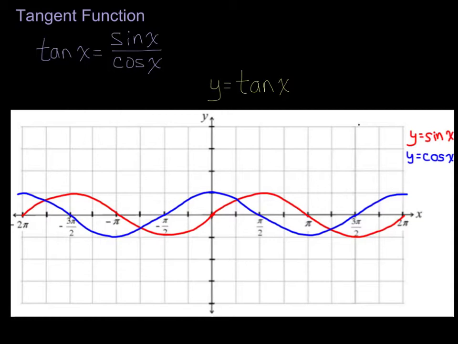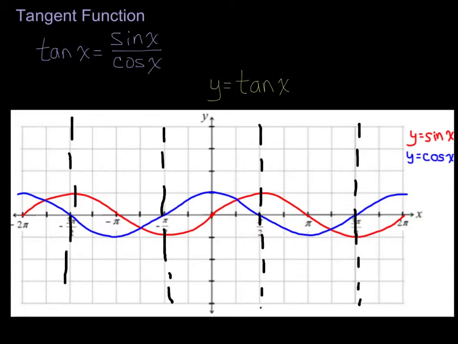So I'll have one at 3 pi over 2, one at pi over 2, and one at negative pi over 2, as well as negative 3 pi over 2. The next thing I do to figure out the graph is look at where sine of x is 0, because 0 divided by a number that's not 0 will give me 0. So anywhere the sine curve, the red line, crosses the x-axis, I will have a point at 0. So I have a 0 at 2 pi, at pi, at 0, at negative pi, and finally at negative 2 pi.